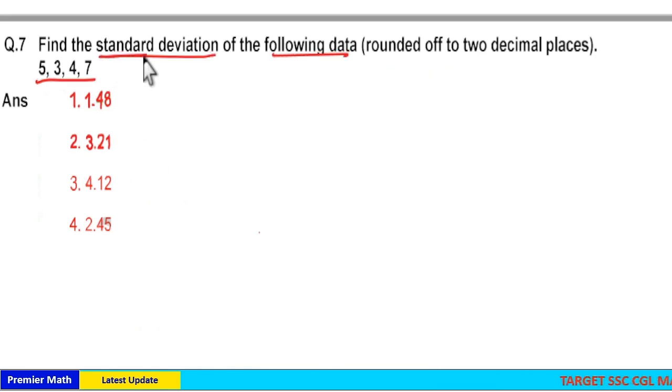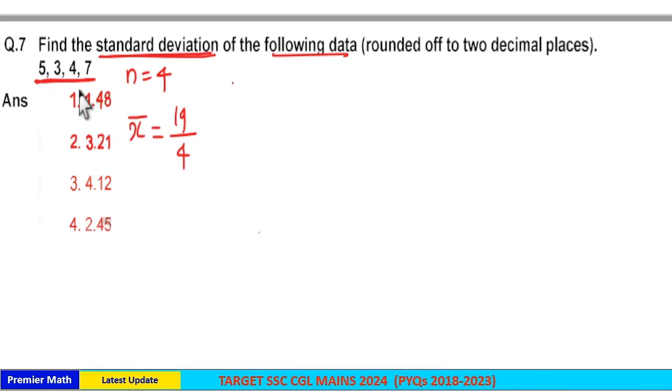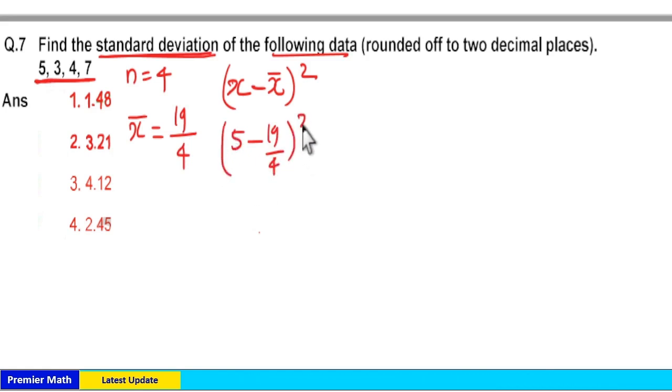Now, we can calculate the standard deviation of the given samples 5, 3, 4, 7. Here, the number of samples is equal to 4, and now calculate the mean of the given sample. Mean means the average, which is 5 plus 3 plus 4 plus 7 is 19, and total numbers are 4. So 19 by 4 is the average. Now take the difference between each given sample and the mean, then square it. That is, 5 minus 19 by 4. Take the difference, 4 into 5 is 20, 20 minus 19 is 1. So (1 by 4) square is equal to 1 by 16.